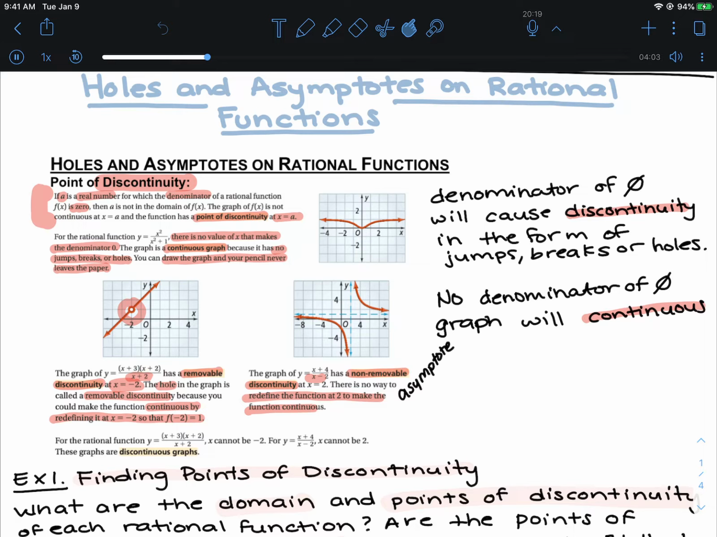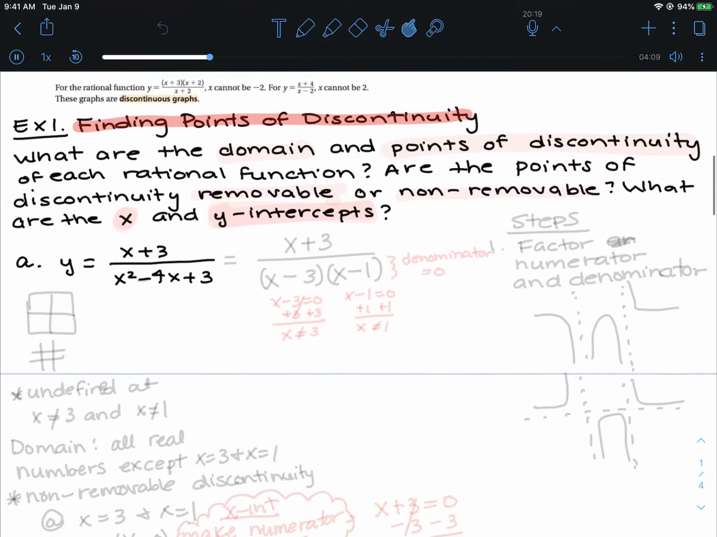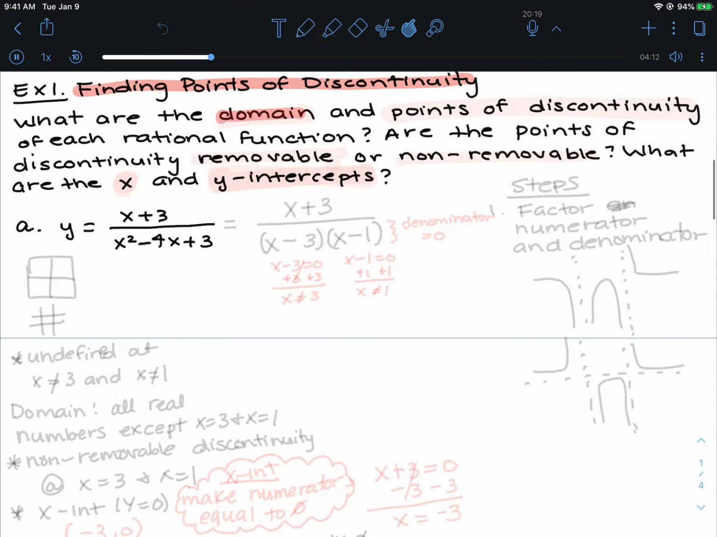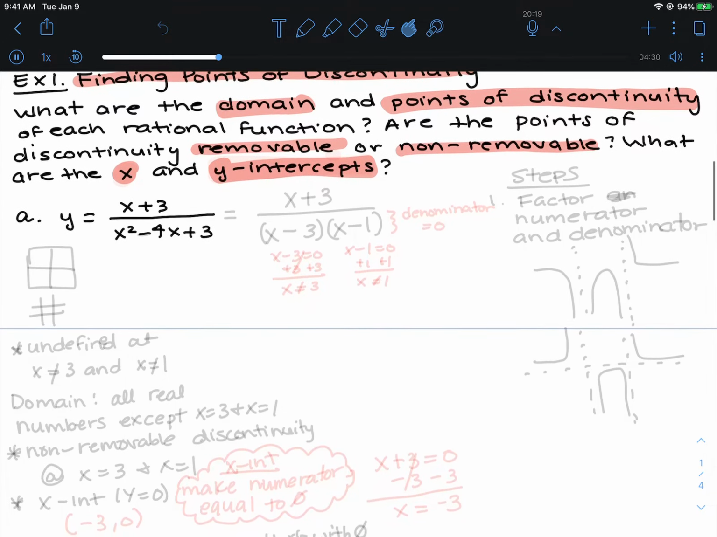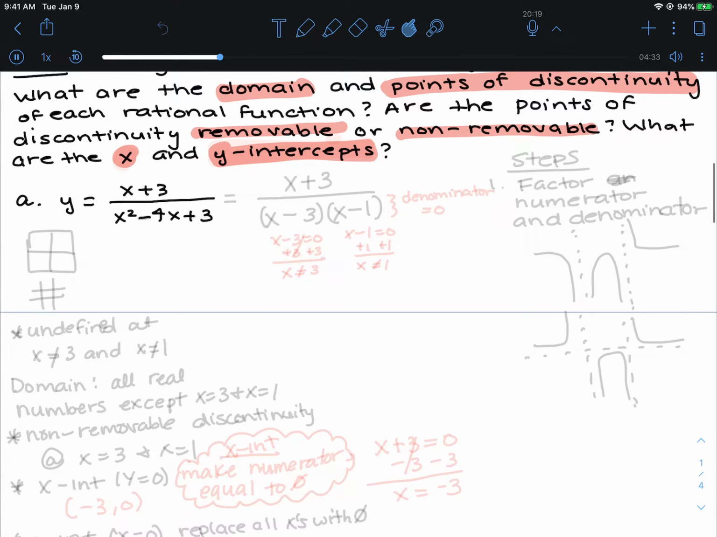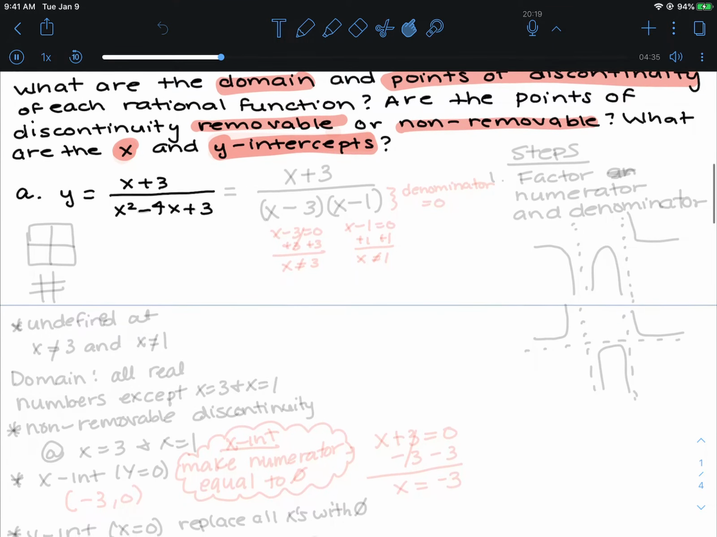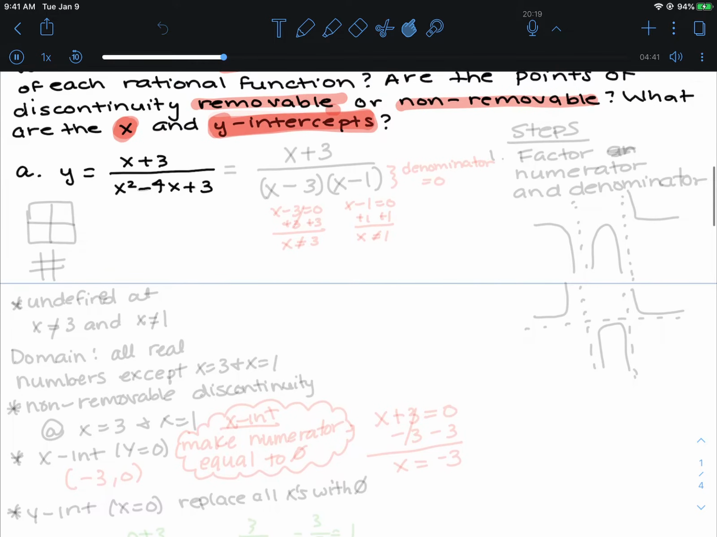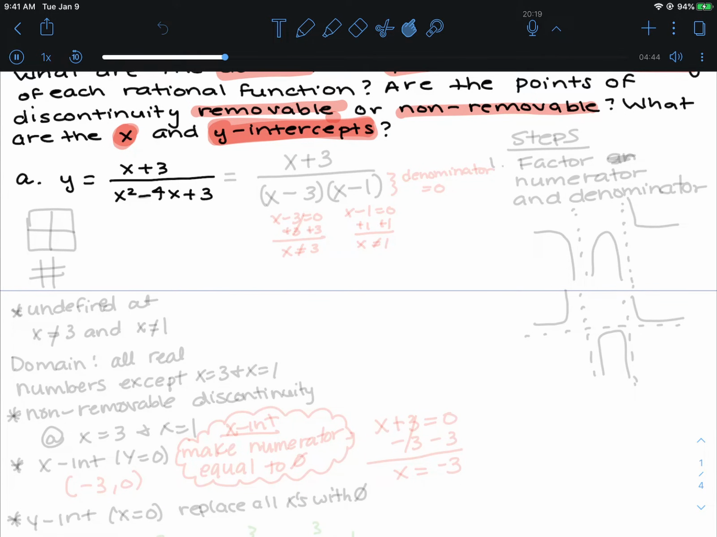So with that, let's look at example number 1. We are going to find points of discontinuity. We want to know the domain and the points of discontinuity for each rational function. I'm going to give you multiple questions: are the points of discontinuity removable or non-removable? What are the x and y intercepts? This ties into the lesson about the key attributes of rational functions, because we did find the x and y intercepts in that lesson. That's what I'm going to be referencing today.